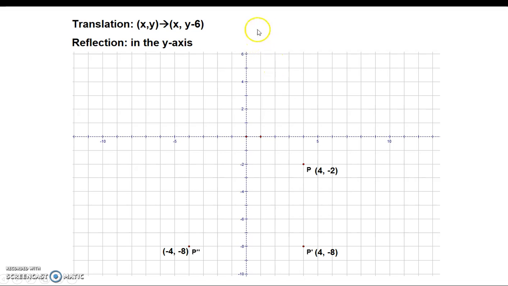The second glide reflection from the checkpoint, start out with P (4, -2), and here's the translation. Move it 6 in the y direction. -6 means down, and then we're going to reflect it across the y-axis, and so P double prime will be (-4, -8).